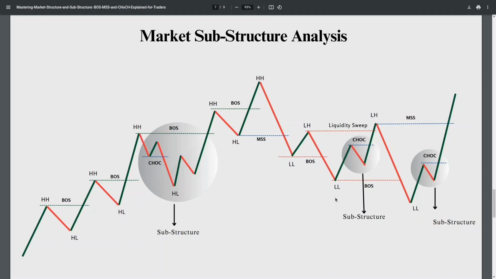Then here is our major low. What happens here is price doesn't always go straight. Price has to make some set movement to get to this point. Whatever is happening in that move before that low is what we regard as substructures. So when price comes to this point, what happens here? This is a liquidity sweep.